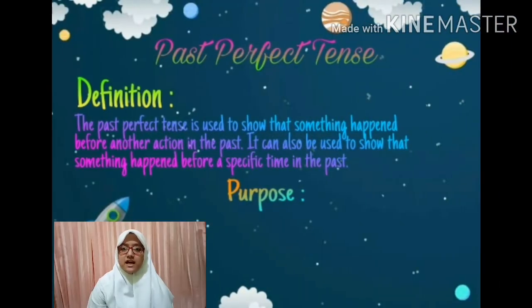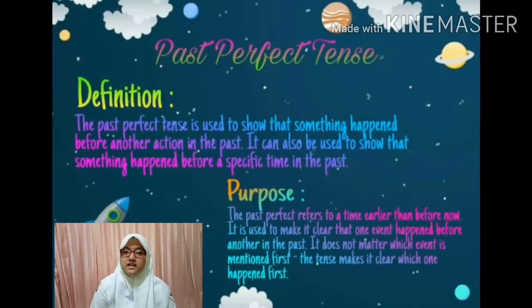First, definition. The past perfect tense is used to show that something happened before another action in the past. It can also be used to show that something happened before a specific time in the past. Number 2, purpose. The past perfect refers to a time earlier than before now. It's used to make it clear that one event happened before another in the past. It doesn't matter which event is mentioned first. The tense makes it clear which one happened first.